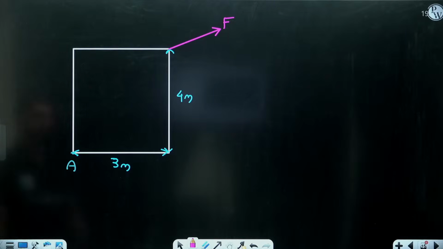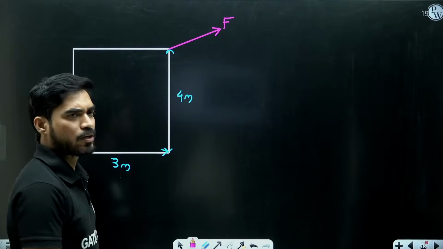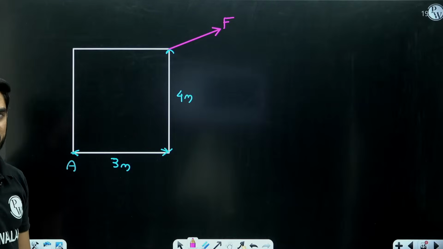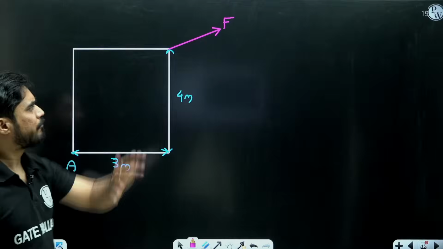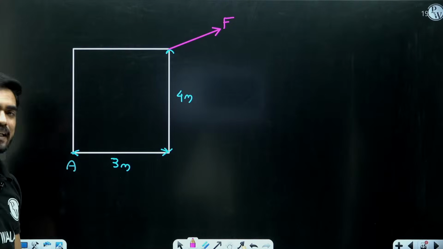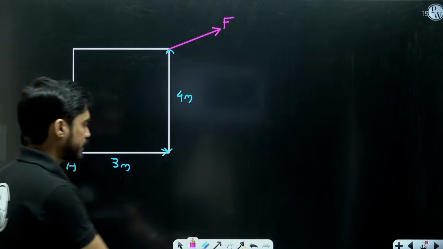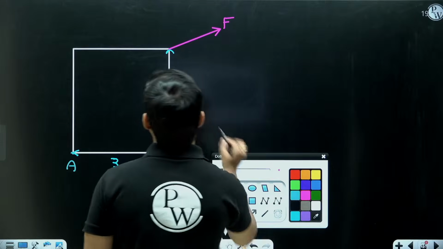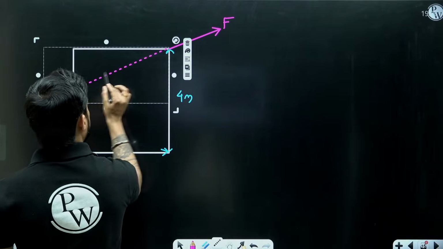Now, according to the scalar formulation, in order to calculate the moment of F at point A, I need the perpendicular distance, right? So this is the line of action of the force.